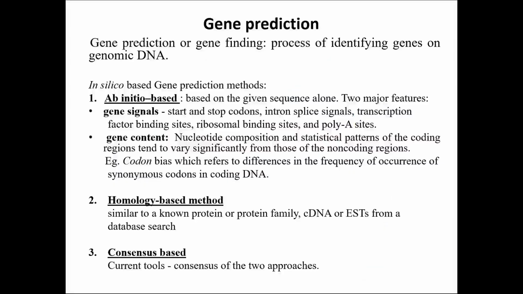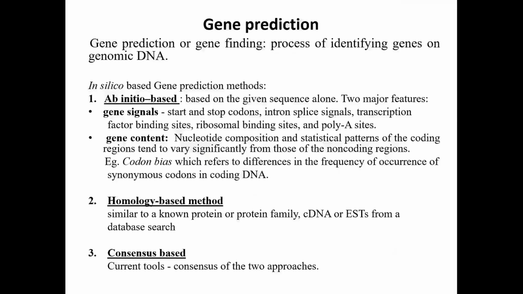Let's first know what is gene prediction. Gene prediction or gene finding is the process of identifying genes on a genomic DNA. It can be done both in silico and in wet lab. Let's concentrate on in silico based method. The two main methods are ab initio based method and homology based method.